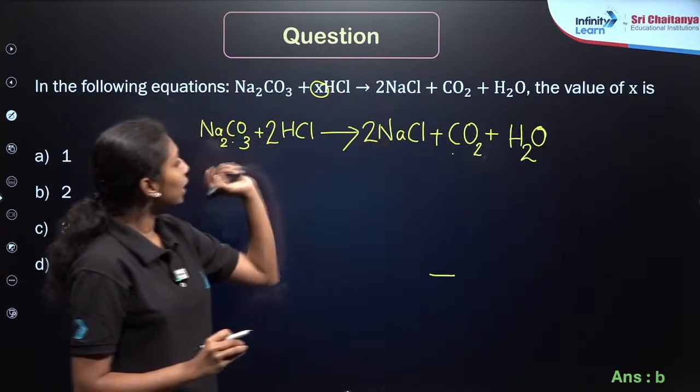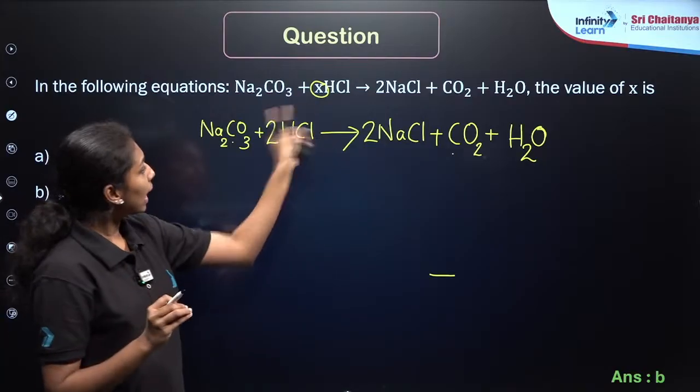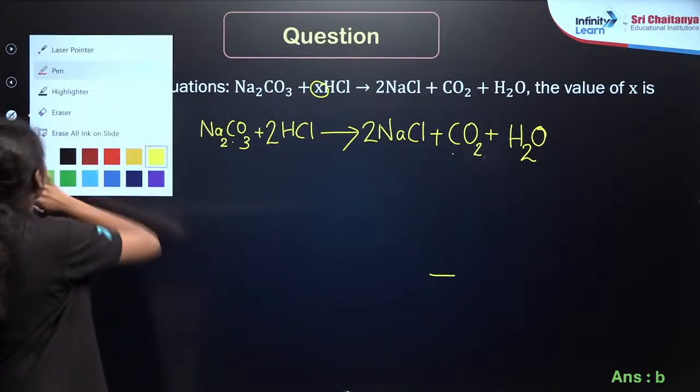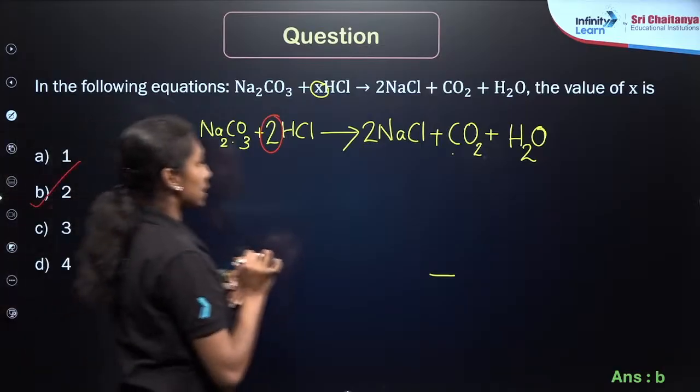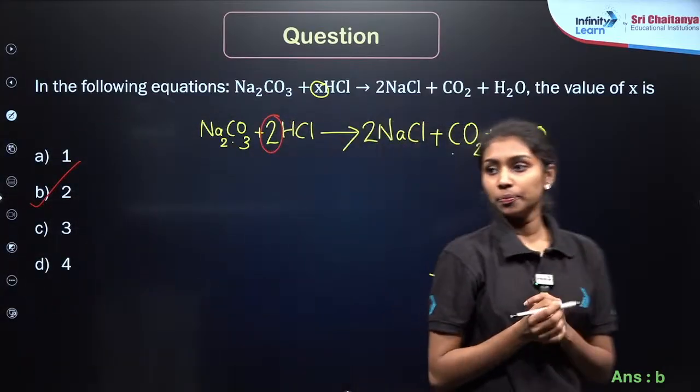So our question is we need to find out the coefficient of HCl. That will be equal to 2. So option B will be the correct answer. Is that clear?